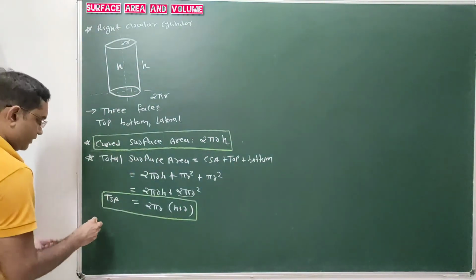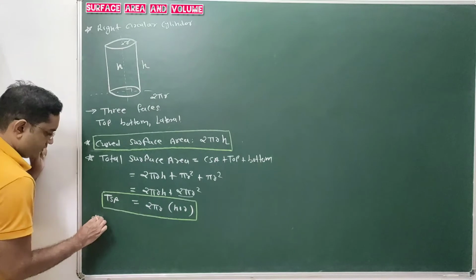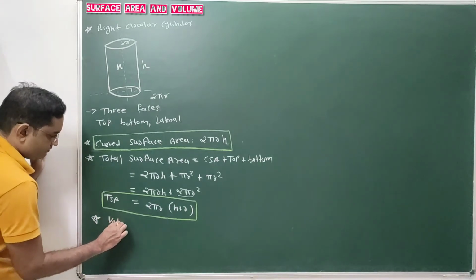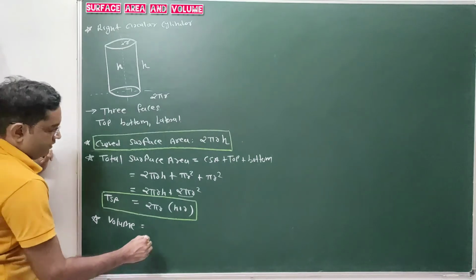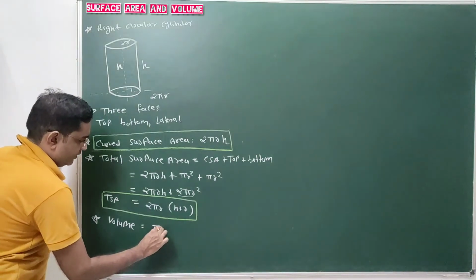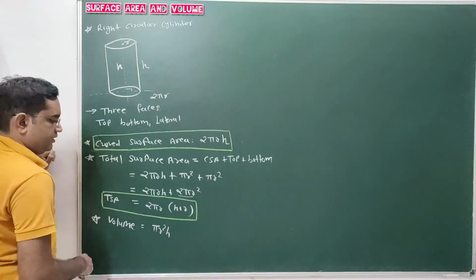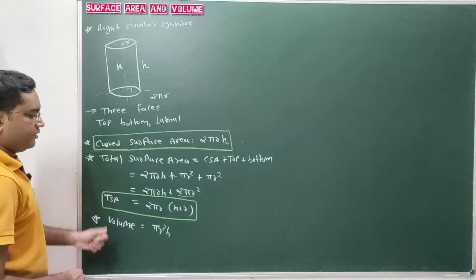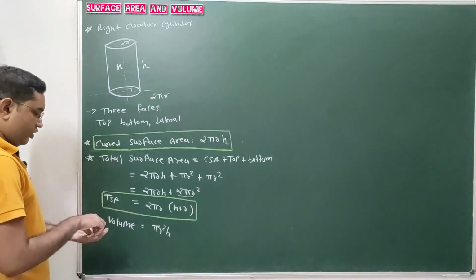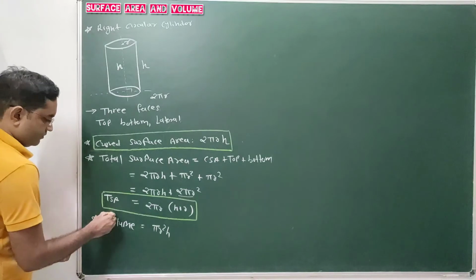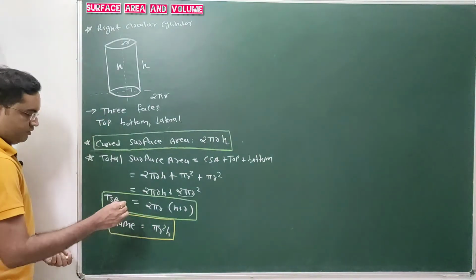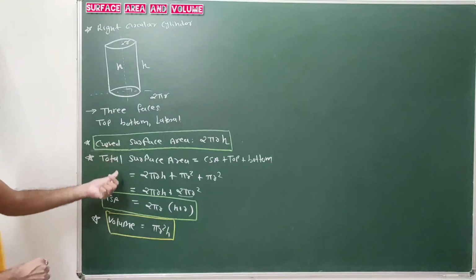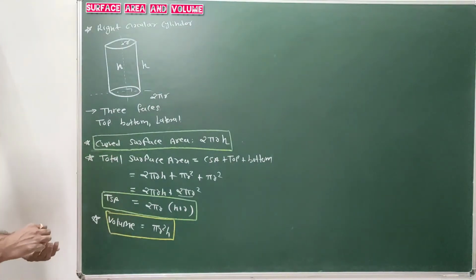Third formula, that is volume of cylinder. So the volume of a right circular cylinder is nothing but pi r square h. Pi r square h is the formula to find the volume of this right circular cylinder. Done. So you have to remember these 3 formulas for this right circular cylinder.